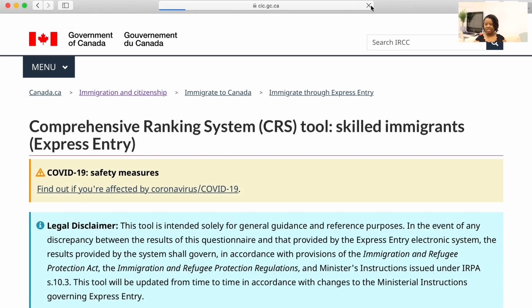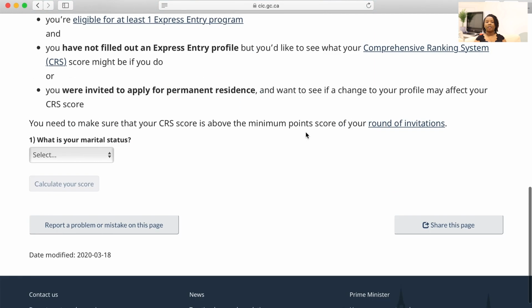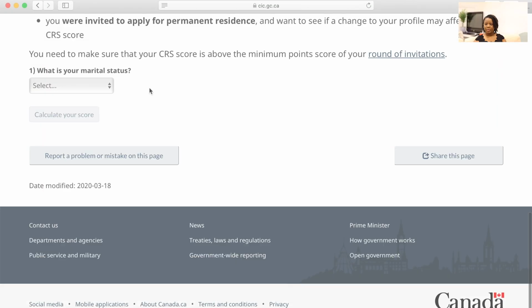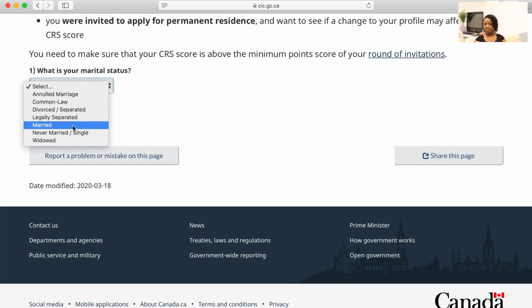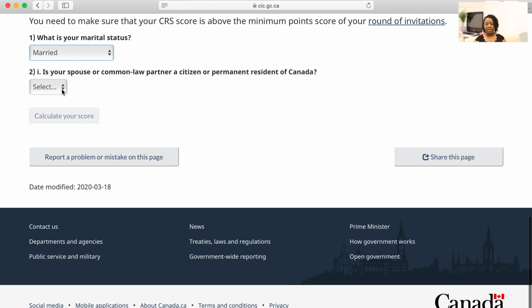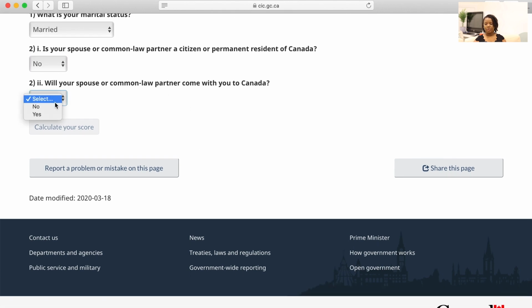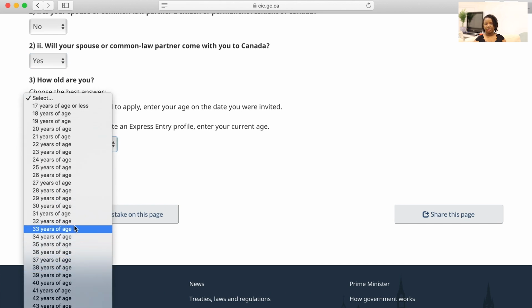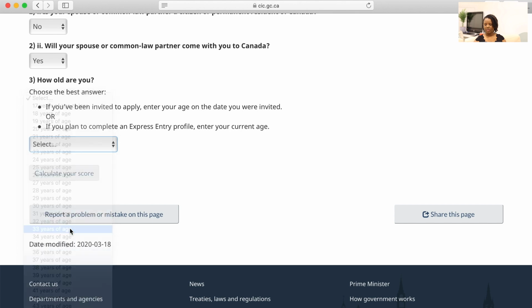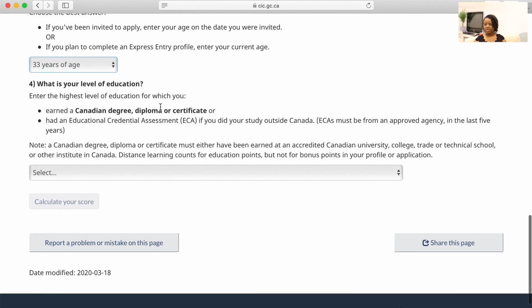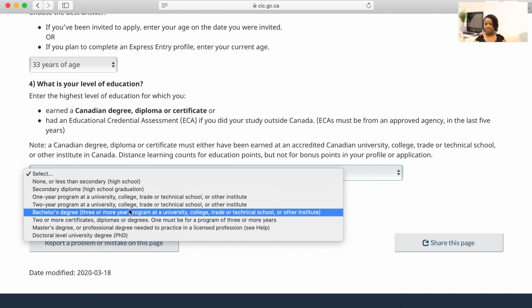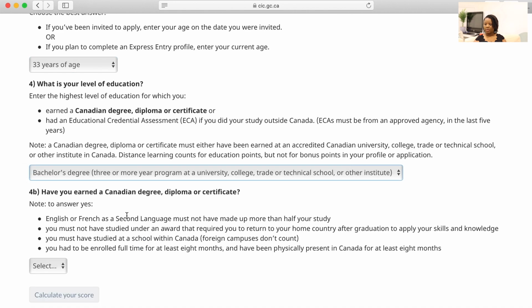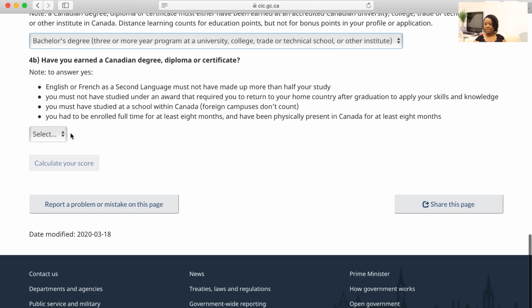Now we're going to just refresh and start over with a candidate with a different profile. I'm just going to make this up as I go. So let's go. Marital status, I'm going to say married. Is your spouse or common law partner a Canadian permanent resident or citizen? I'm going to say no. Will your spouse come to Canada with you? I'll say yes. How old are you? Let's say 33. What is your level of education? I'm going to say we have a bachelor's degree. Have you earned a Canadian degree? I'm going to say no.